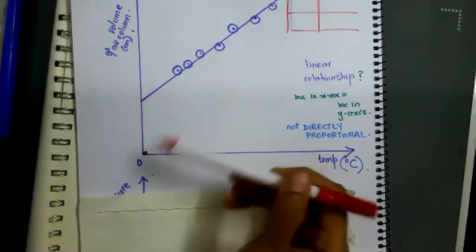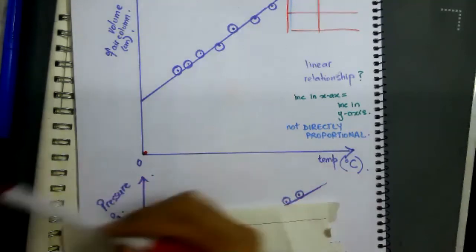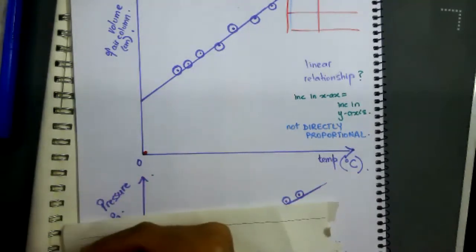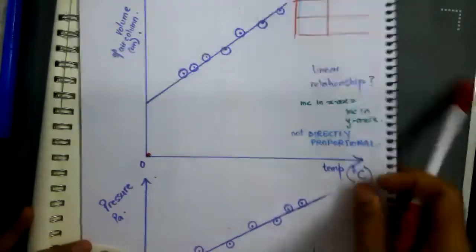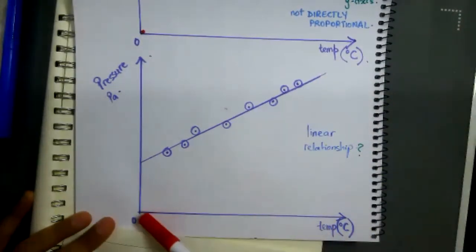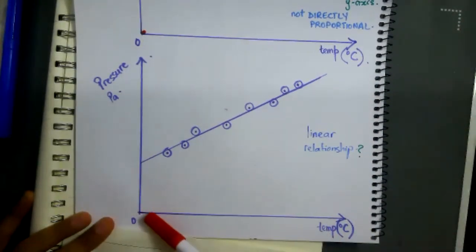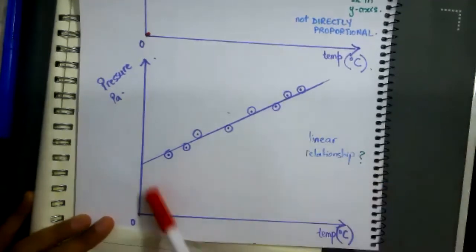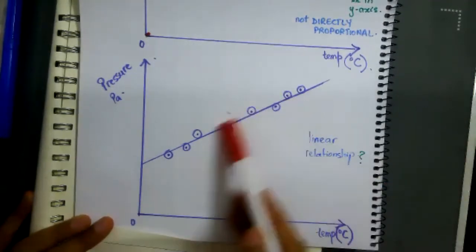Volume 0 means nothing, gone. Where did it go? Into the thin air? So practically speaking, that's not possible. Same is the case here. Pressure 0, there is always some pressure. You cannot have pressure 0. Okay, so practically speaking, we get a graph like this.